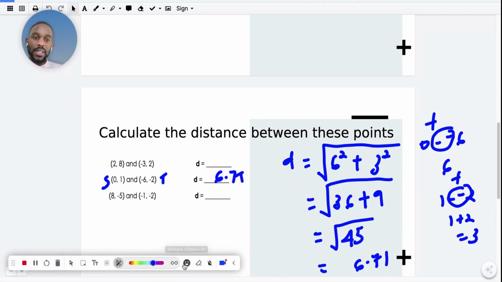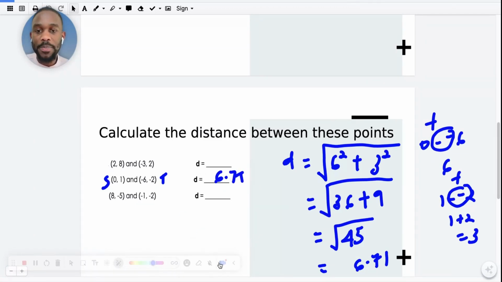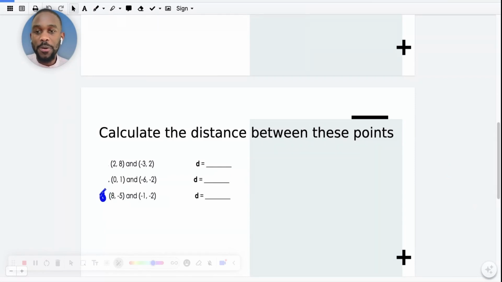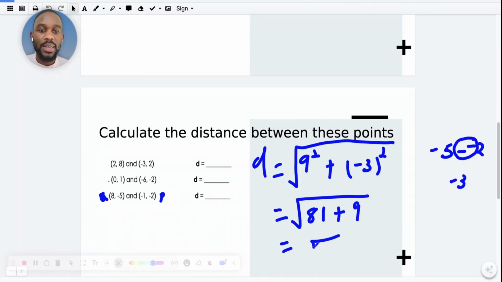All right, so pause the video, guys, and try out the last problem. If this is our point Q, and this is my point P, I want us to get the distance QP. Square root. And this is getting the square root of 90, which will give me 9.49. So here the distance is 9.49 units.